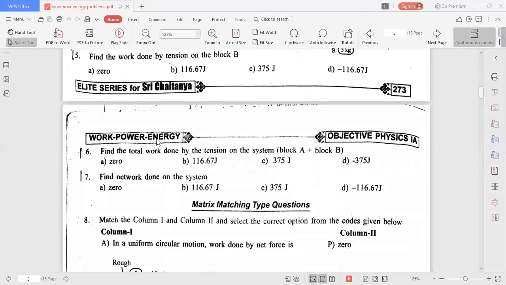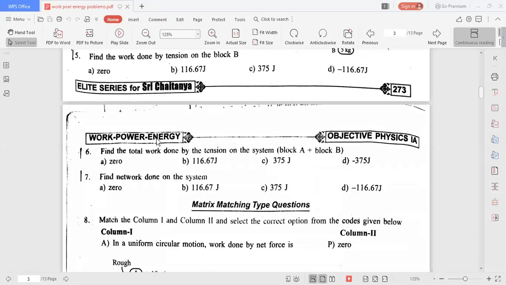Work done on A by the tension: tension is upwards and displacement is downwards, that's why negative work is done, no? So minus TA into SA. Minus, because F S cos theta, F is TA, S is SA, and the angle between these two is 180, cos 180 is minus 1. That's why minus TA into SA. What is the tension TA? TA is equal to 100 by 3, we got, no? 100 by 3 into SA, and SA is equal to 5 meter, given already. So that is equal to minus 500 by 3.